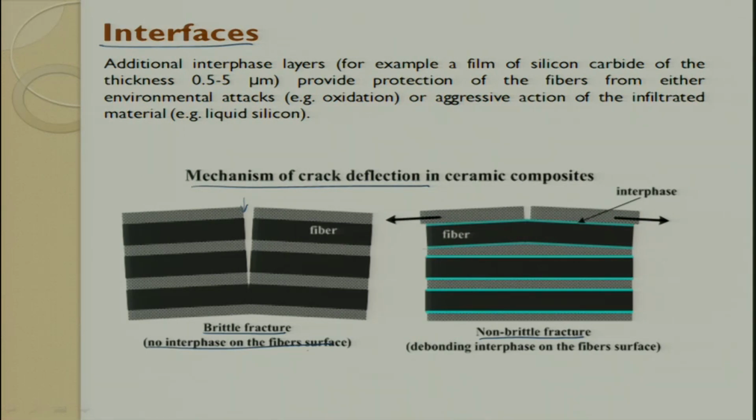The next one is, if it is a non-brittle fracture, there is a debonding at the interface of the fiber and surface. So, what happens is the crack gets distributed. So, this interface tries to distribute the crack. So, it is going to withstand a higher amount of toughness. So, here an additional interface layer, for example, a film of SiC of thickness 0.5 to 5 micron, provides protection of the fiber from either the environmental attack or the aggressive action of the infiltration of the material. So, this is very important. This is the importance of the interface between a fiber and the ceramic matrix.